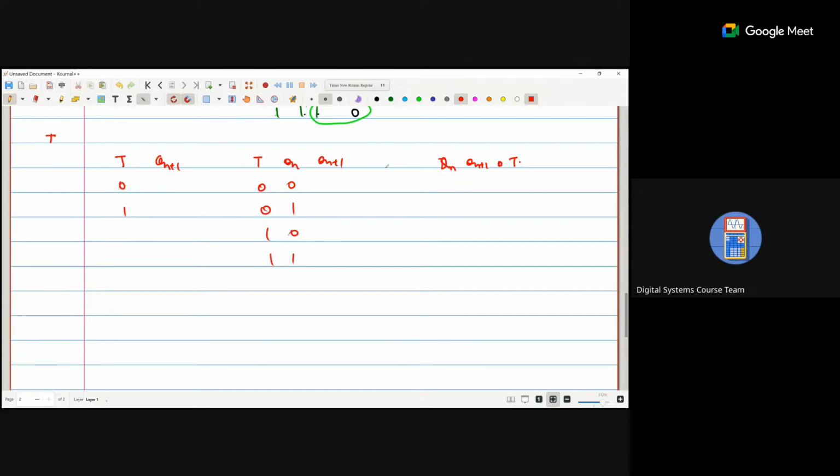When t is 0, it is Qn. When t is 1, it is Qn bar. So if t is 0, Qn. When t is 1, Qn bar. Okay. So it is a 0 0, we are getting Qn. It is a 0 1, we are getting 1. 1 1 0, we are getting a 1, and 1 1, we are getting a 0.